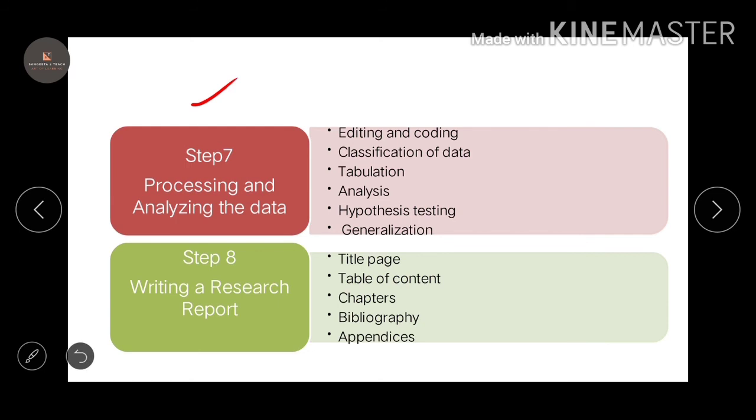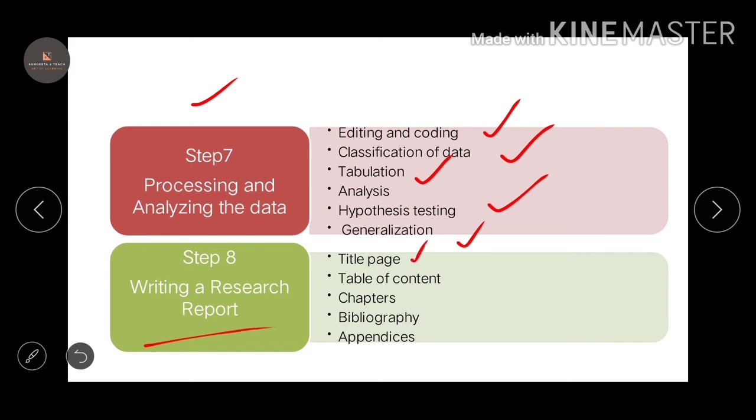You try to edit and code the data. Classification of data, you classify. If there are any tables, bar charts, you try to analyze the data, and hypothesis testing is done, and you finally generalize. After analyzing, you generalize what is happening with this data, and you give a conclusion of generalization. And finally, when you generalize, the next step is writing a research report.